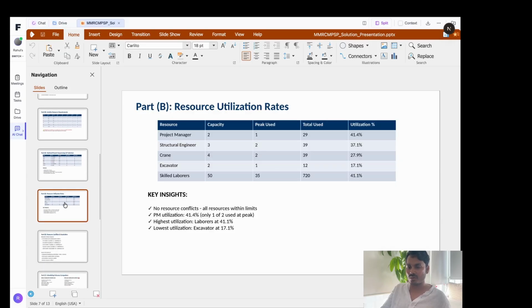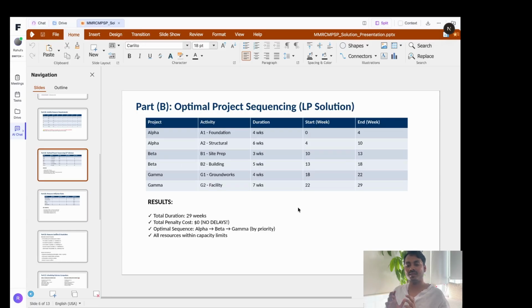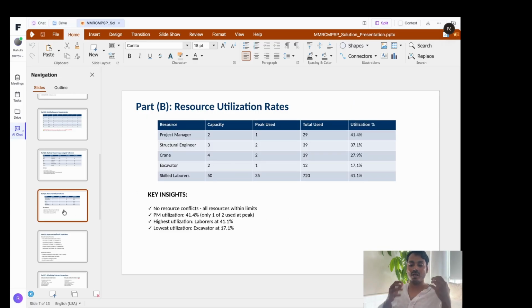If I go into the solution, okay, here's the solution. The solution is simple: we cannot do these activities in parallel, so we have to use project scheduling. We have to complete one project after another, and that way we complete the whole thing in 29 weeks. There will be no delays, there will be no penalties, and we can effectively allocate our shared resources within these three projects easily. So that's the solution.